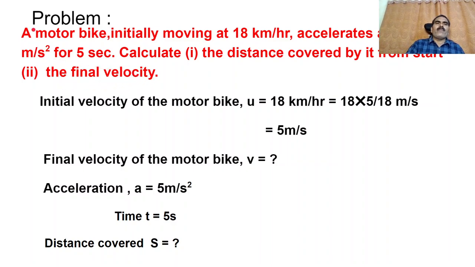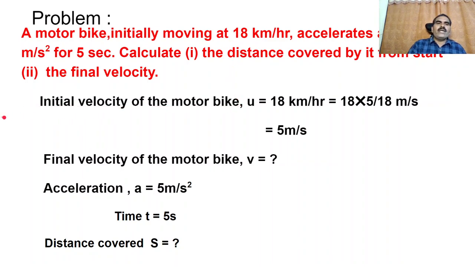Means motor bike. So in this equation, you know, initially moving at 18 kilometers per hour. Here the acceleration is 5 meters per second square. Here it is in the SI system. So you have to convert this kilometer per hour into the SI system.